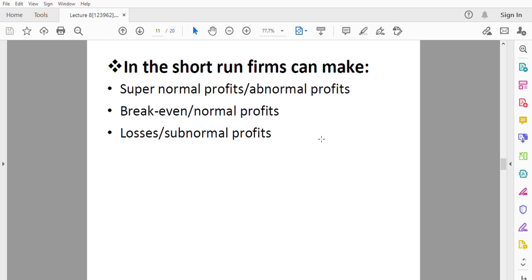So there are just a few things I would like us to note in the short run. In the short run, a perfect competitive firm can make supernormal profit or abnormal profit. Also, it can make a normal profit, which is also called a break even, and it can make losses, which is sometimes called the subnormal profit.